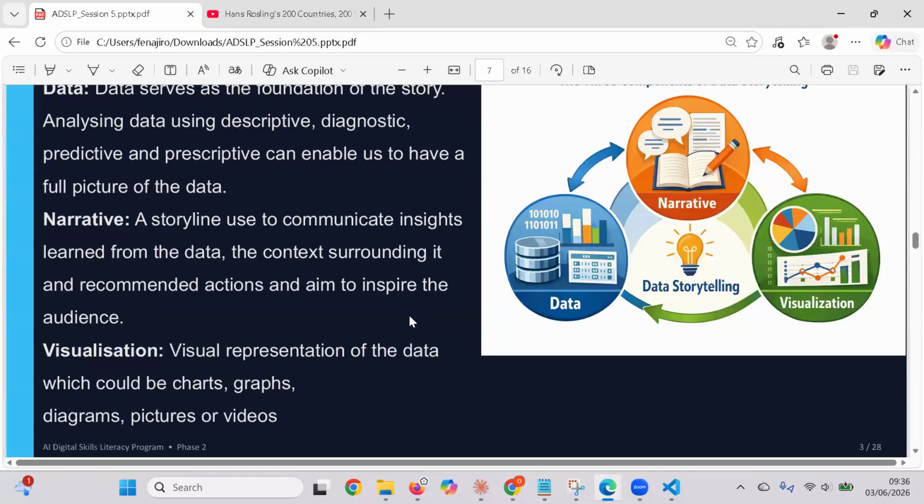And the visualization presentation of the data could be charts, graphs, diagrams, pictures, or video.